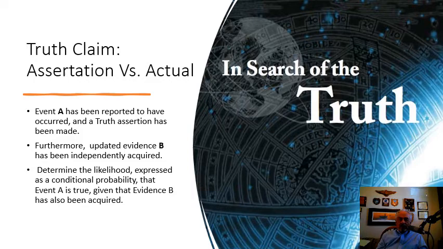The truth claim. In search of the truth, often we encounter this. Event A has been reported to have occurred and a truth assertion has been made. Furthermore, updated evidence B has been independently acquired. Our job here is to determine the likelihood, expressed as a conditional probability, that event A is true, given that evidence B has also been acquired.